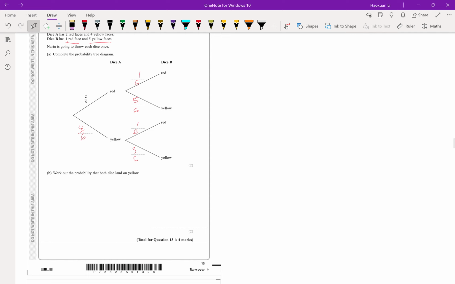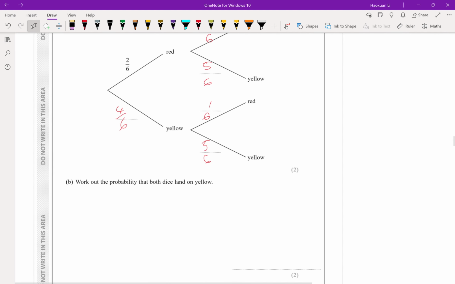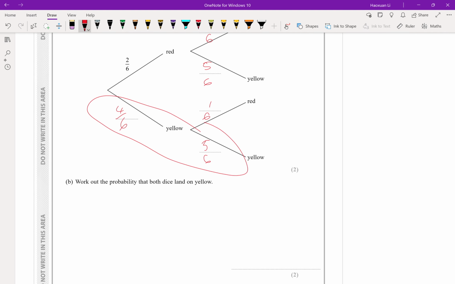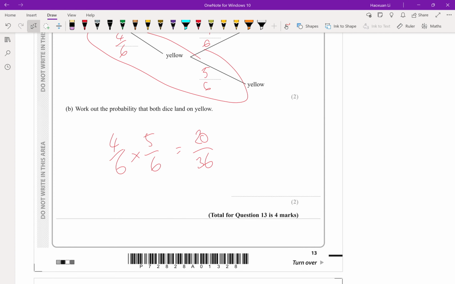Alright then, work out the probability that both dice land on yellow. So all you've got to do is multiply these two together. So 4/6 times 5/6 gives you 20 over 30. You do not need to simplify further, because the mark scheme allows an answer that is equivalent to that specific one.